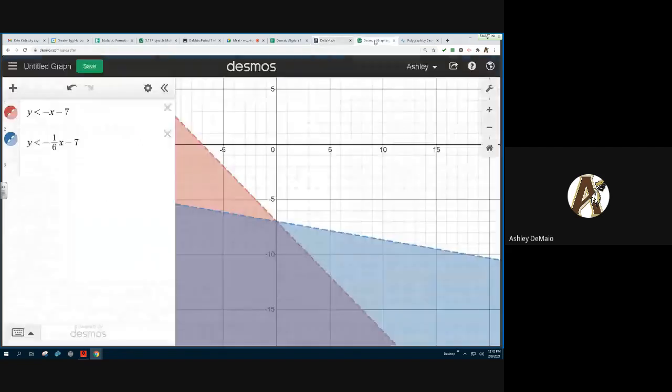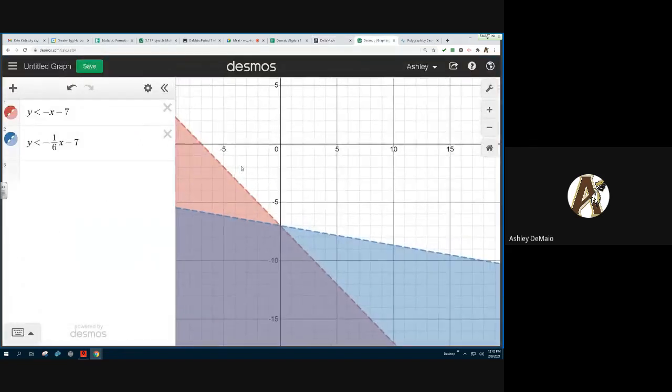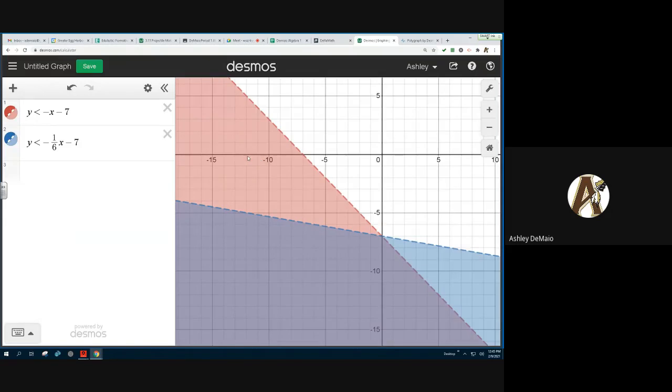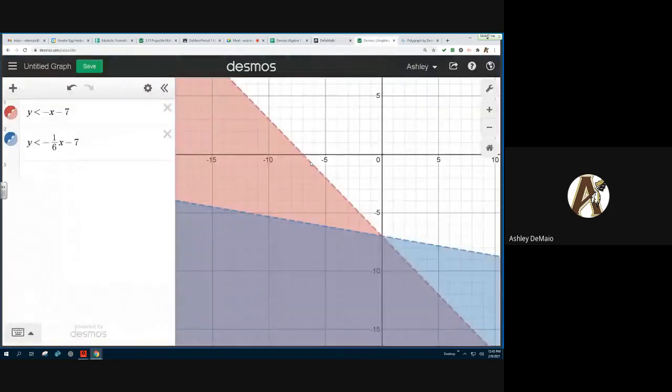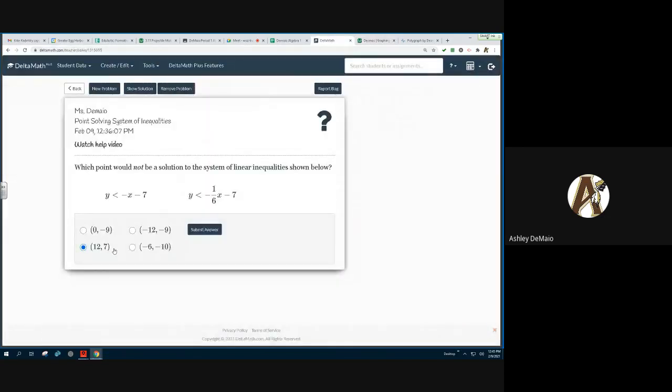Okay, so now let's look at negative 12, negative 9. So we're going to scroll over, negative 12. Negative 9 is right here. So that is in the purple region. That is a solution. So we were right. We don't want to check that one off. And we'll just check negative 6, negative 10 now. Negative 6, negative 10 is also in the purple region. So that is a solution. So the only one we have that is not a solution, that's not in the purple shaded region, is 12, 7. So that would be our answer for this problem.